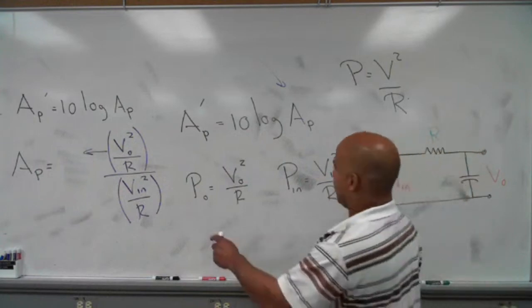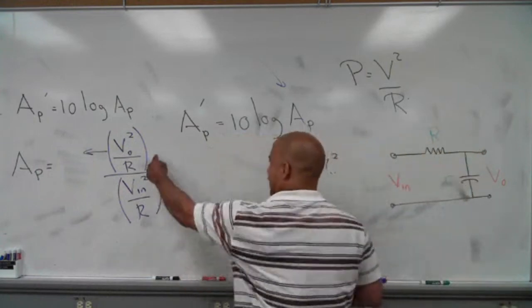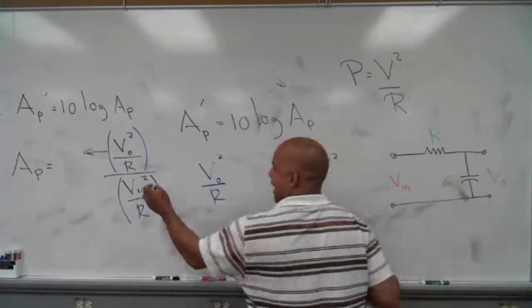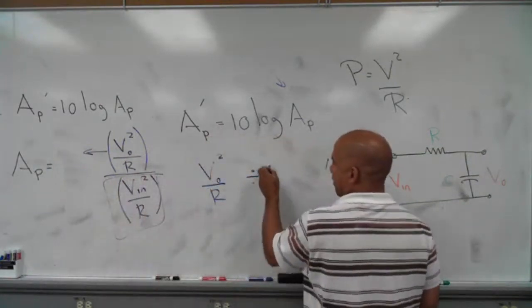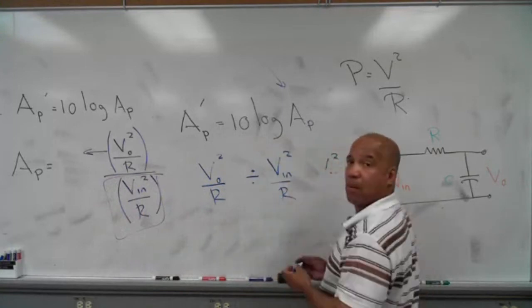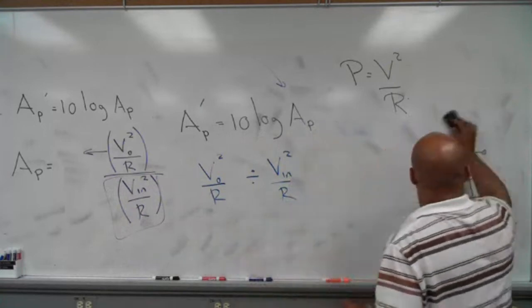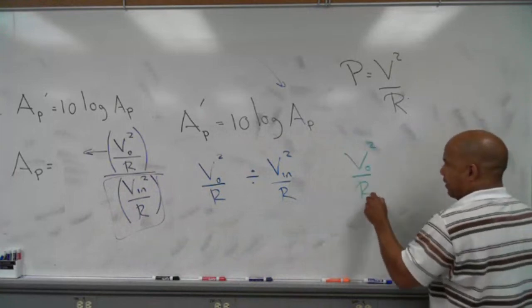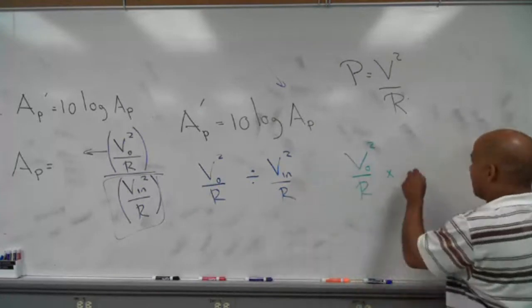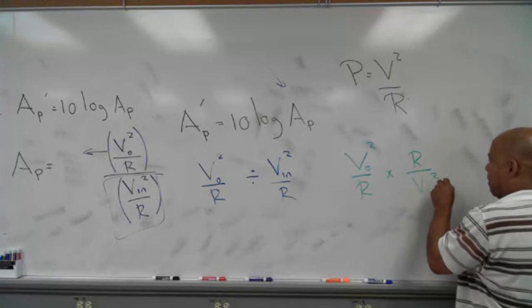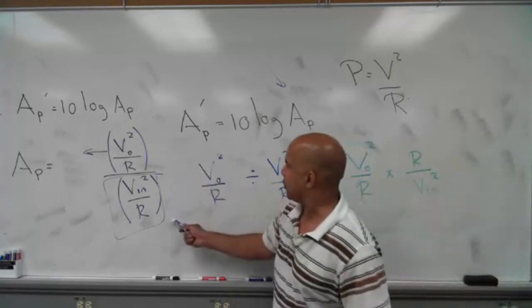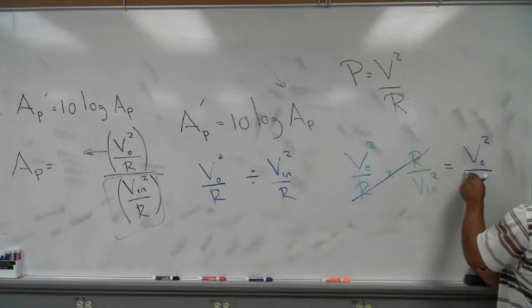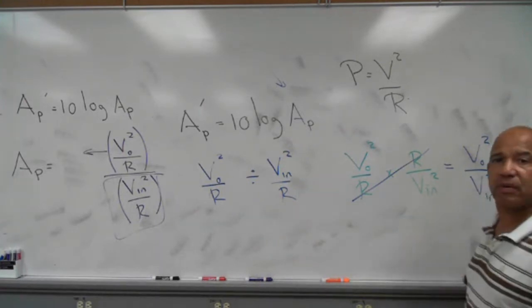But if you look at this, what I really have is the top fraction, V out squared over R, divided by the bottom fraction, V in squared over R. And you remember, when you divide fractions, you take the first one, change that to multiplication, and flip the other one over. If you do that, the R's go away, and what you end up with is V out squared over V in squared, which is kind of interesting.